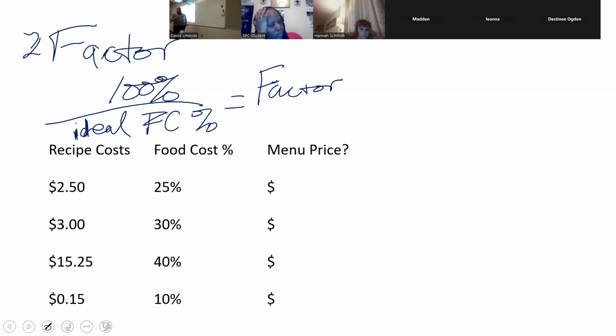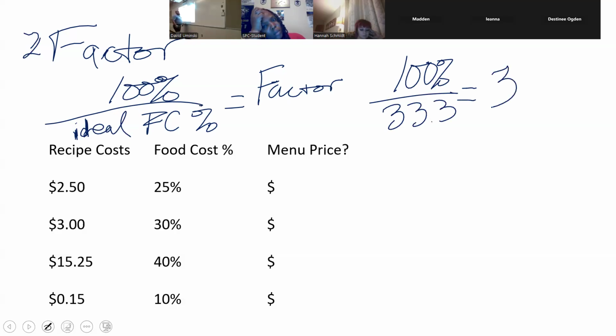Has anybody ever heard a chef say, just take your recipe cost and multiply it by 3? When you multiply it by 3, that's how much you should sell it for. Well, check this out. If you take 100% and divide by 33.3, what is your factor? It's 3. So when they tell you to multiply by 3, they're basically telling you to figure it out at a 33% food cost.